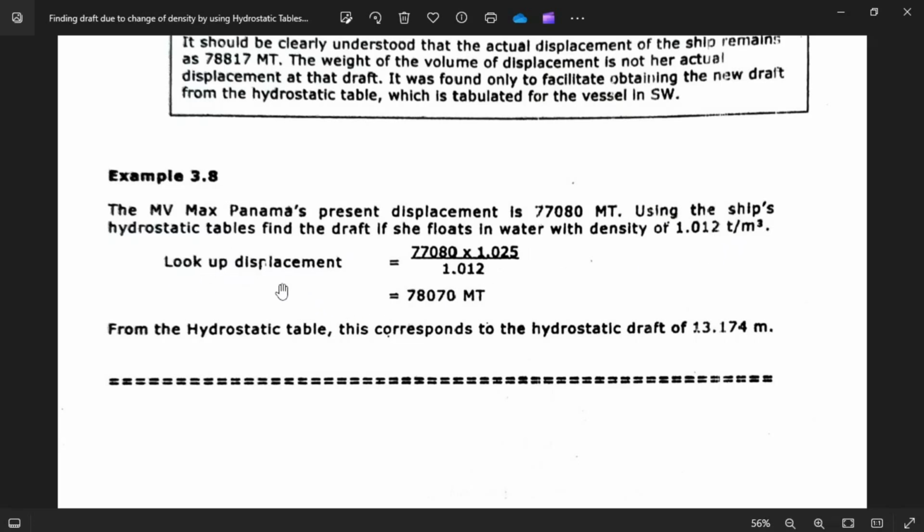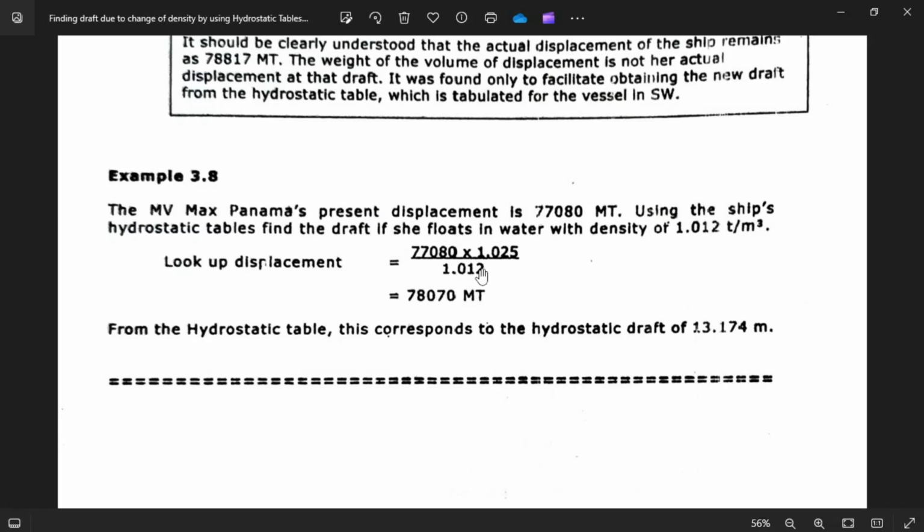Okay, this is now the formula, guys. To make it shorter, lookup displacement equals the present displacement of 77080 times the salt water density of 1.025 over your local density where the vessel floats of 1.012, and the corresponding dock water displacement is 78070. And the corresponding hydrostatic table draft will be 13.174.